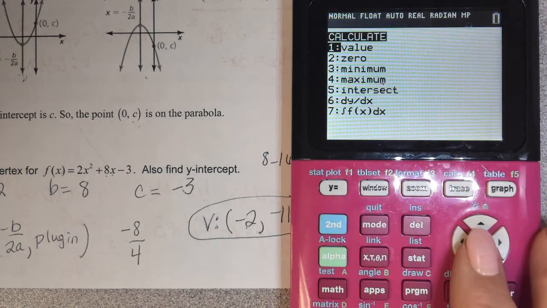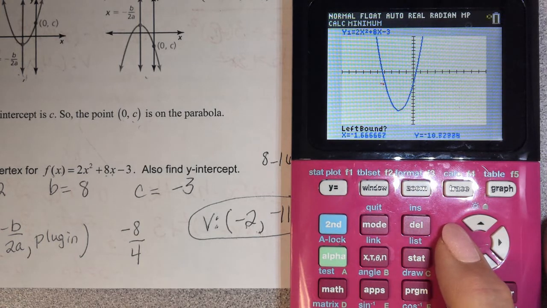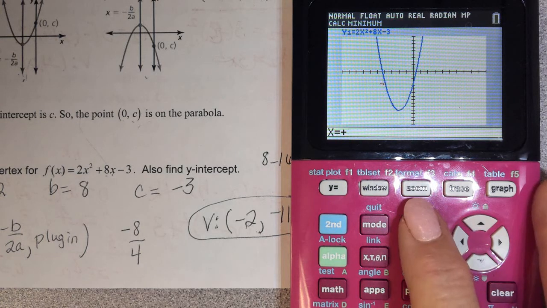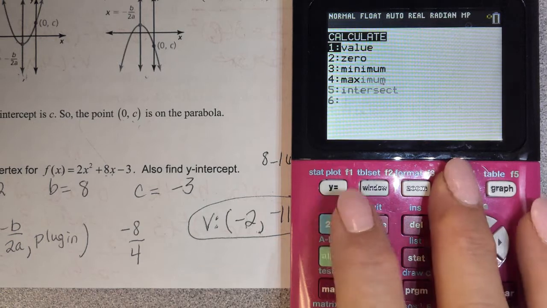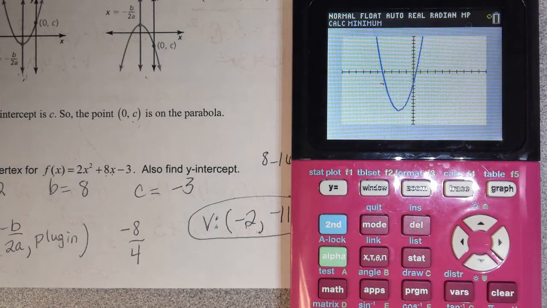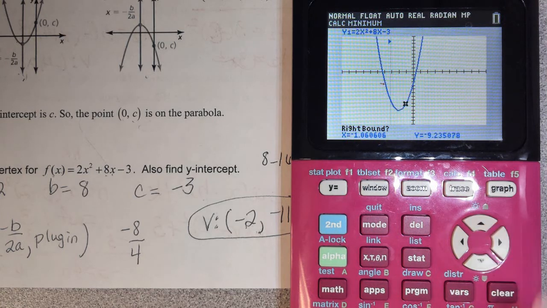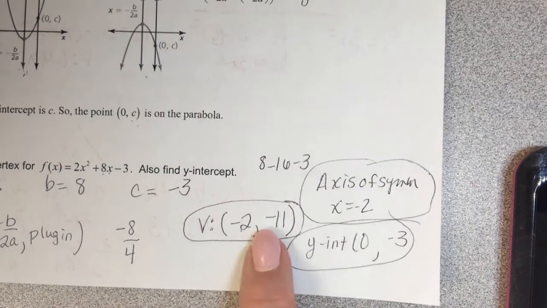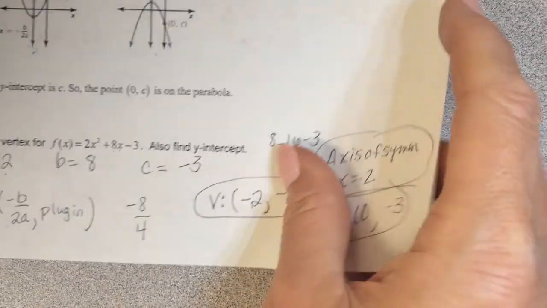I do second trace, calculate that minimum. Remember how it says left bound, so I go to the left, I hit enter. Whoops, not plus, enter. Oh, darn. Let me go back. So we go to the left, we hit enter, we go to the right, enter, enter one more time, and here's our minimum. Negative 2, negative 11, vertex. Got it? Easy, right? We can do that.